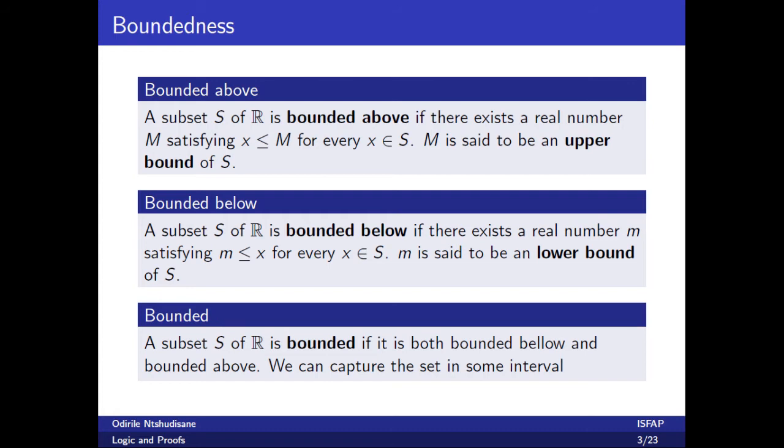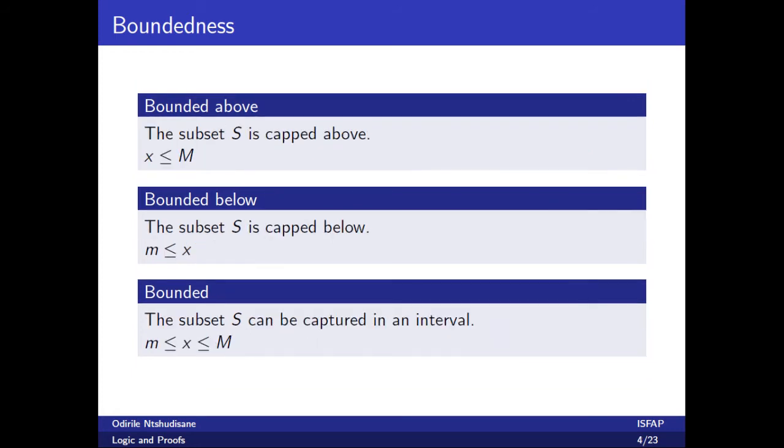Or simply, we can say that the set S is bounded, generally used to mean both bounded below and bounded above. So, bounded above means the set is capped above, bounded below means the set is capped by some number below, and bounded means the set is captured in an interval that is captured by some number small m and big M on both sides.